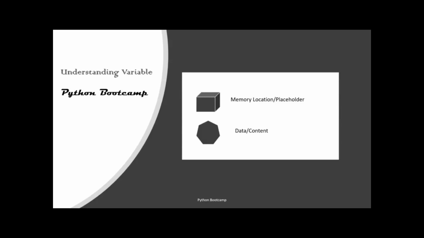A variable is a name given to a memory location on your machine. It is a placeholder that will store your data. For illustration purposes, let's say this cube here is a memory location or a variable, and the septagon is your data. For example, we will give the name var_fruit to a memory location and then store a value, apple, into it. Let's do this in Python.